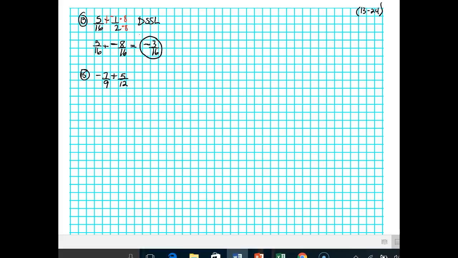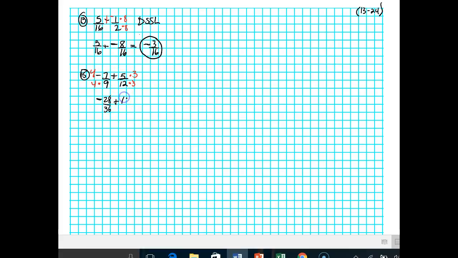You could do times 9 and times 12, or you could say, oh, 36, and that's exactly what I'm going to do. So times 3 times 3 times 4 times 4. That gives me negative 28 over 36. Notice how I keep my negatives the whole time.